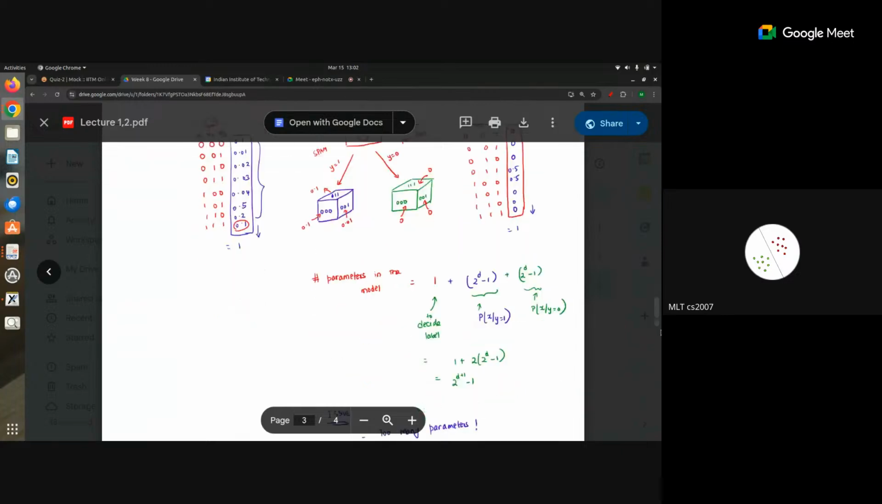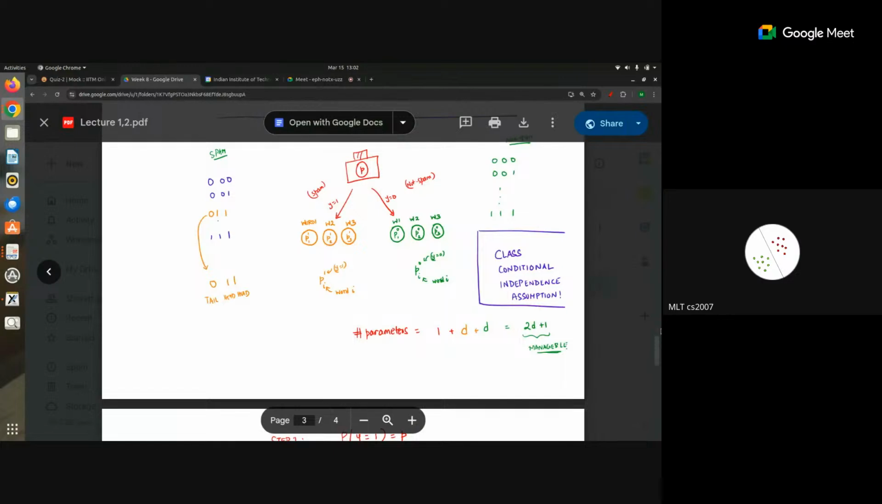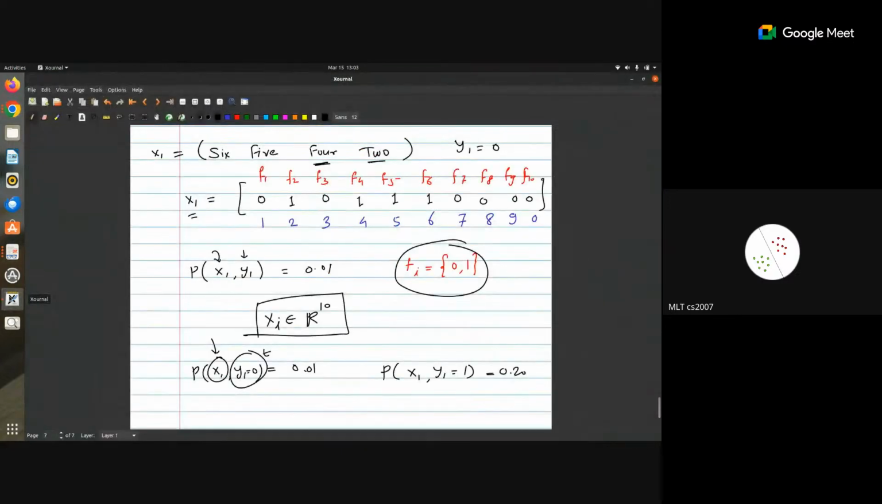But if you think that these features are not dependent on each other, that means the class conditional independence assumption holds. In that case, the number of parameters which we are required to find out will become less. So can you tell me how many parameters we need to find out in this case?